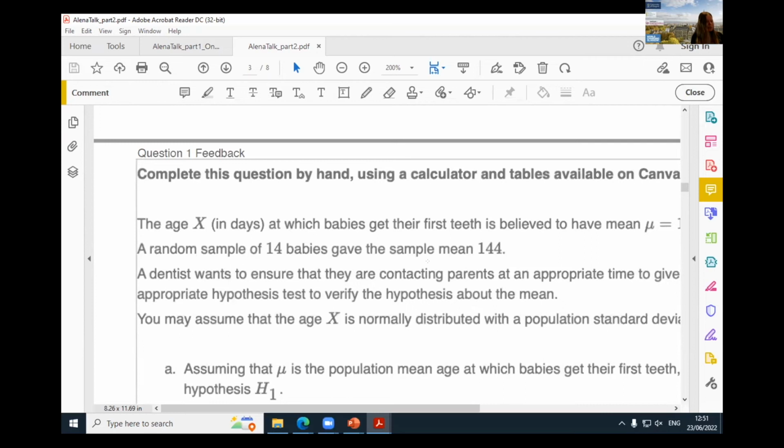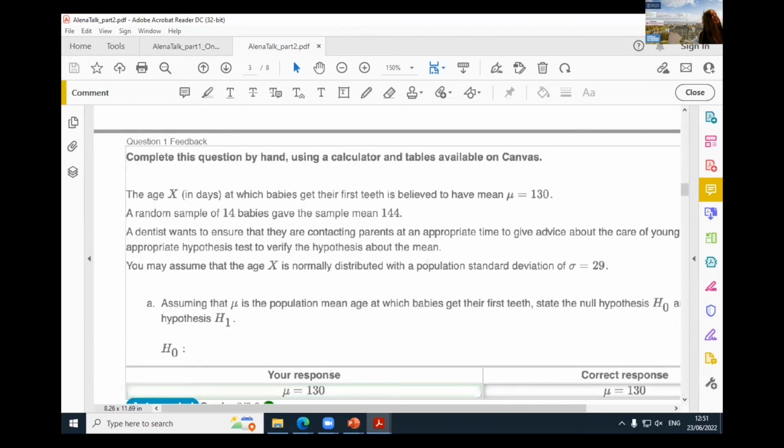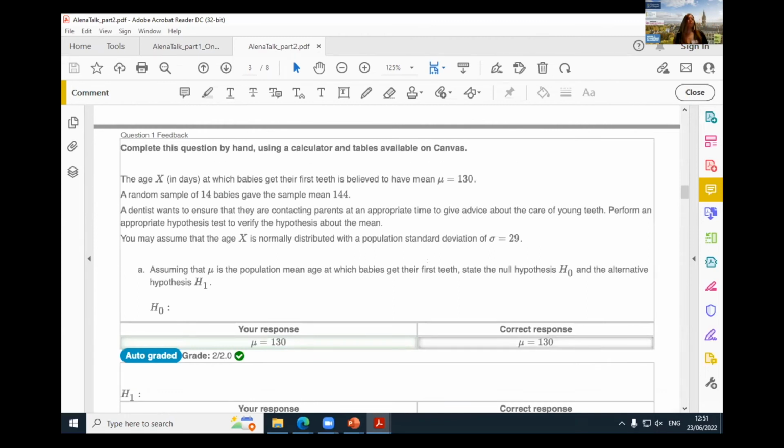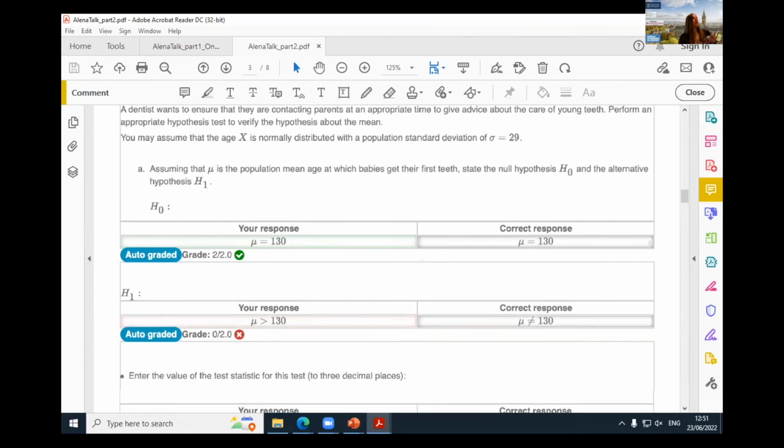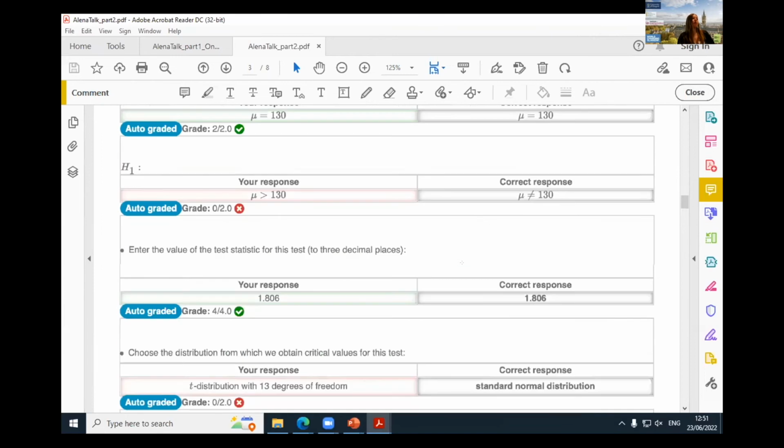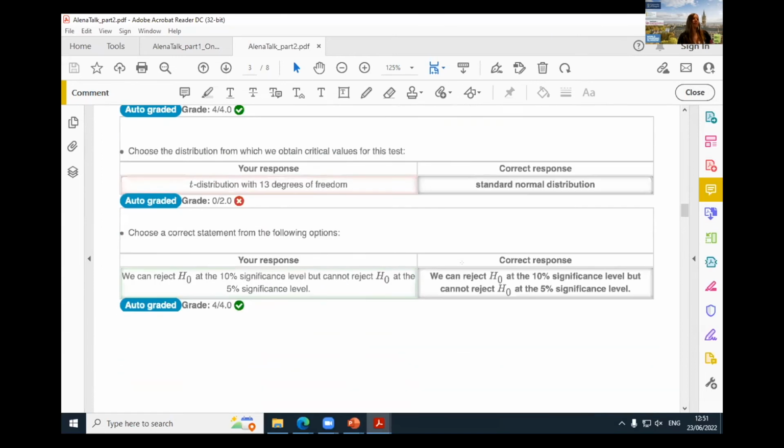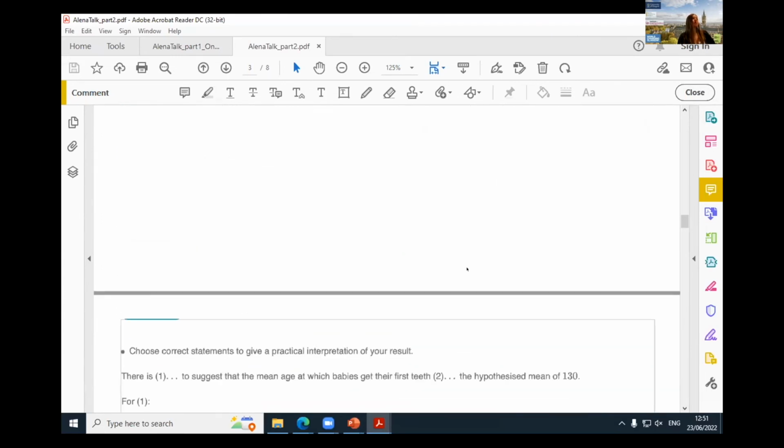So this is an example of the feedback which students then see when they get the results of their test. On the left-hand side, this is the student response, and on the right-hand side, it's the correct response. So students can see nicely where they went wrong and compare their actual responses with the correct responses.